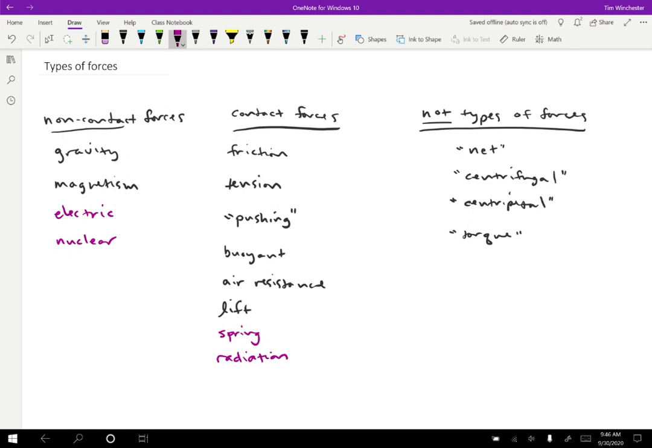Okay, so this is it for the types of forces. In this class, we are not going to come across most of these, or at least not very often. I would say 95% of the forces we come across will either be gravity, friction, tension, or this pushing force, which I'm going to give you a name for in the next video.